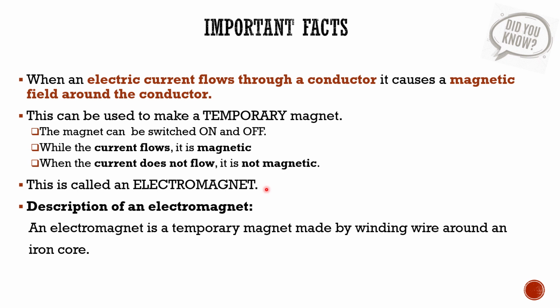And this is called an electromagnet. So we make a magnet using an electric current. So now this is also giving us a good description of an electromagnet. An electromagnet is a temporary magnet made by winding wire around an iron core.